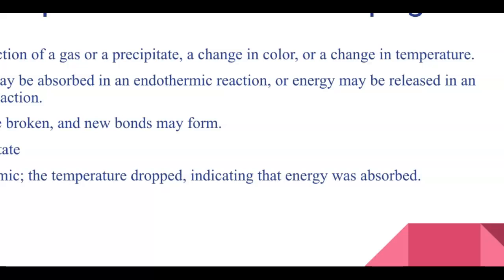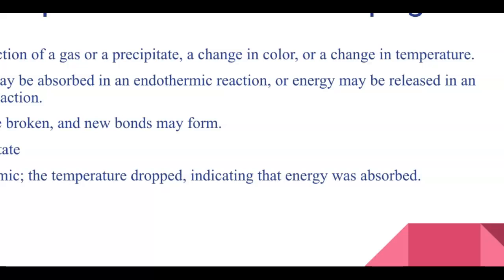All right, in Section 1, the production of a gas or a precipitate, a change in color or a change in temperature, which also shows a change in energy, is how we can identify a chemical reaction has happened. Number 2, energy may be absorbed in an endothermic reaction or it is released in an exothermic reaction. And then what is a chemical reaction? Well, it's basically when bonds are broken and new bonds may form.